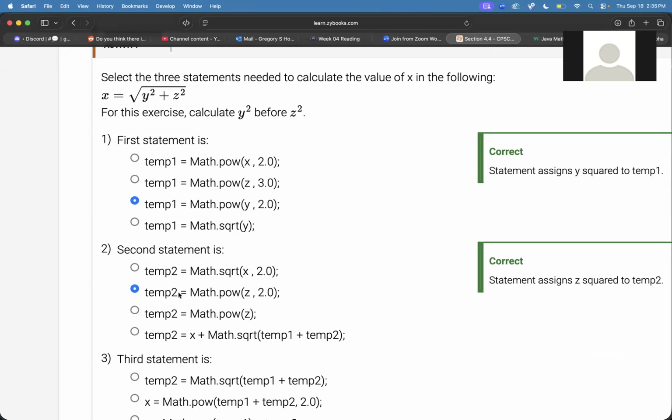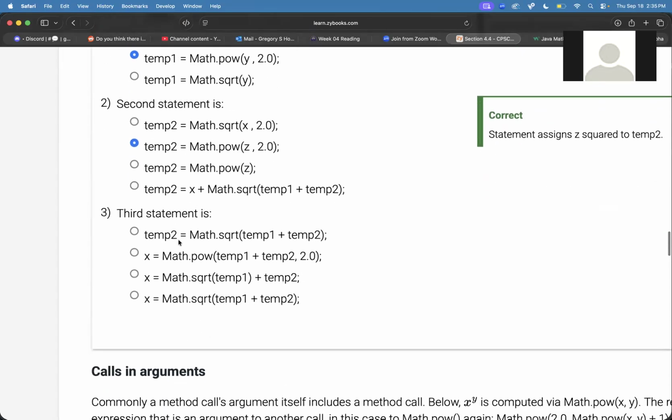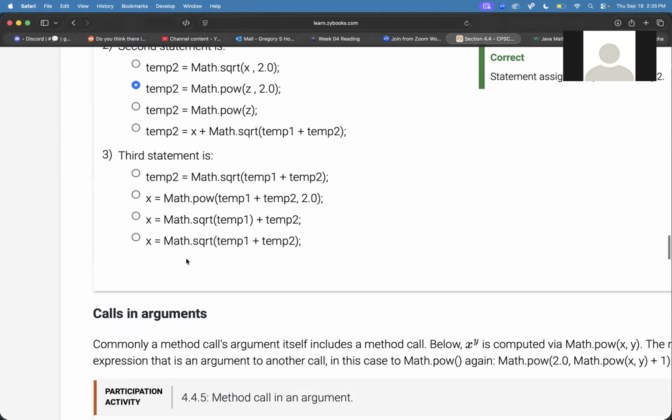So temp 1 and temp 2 are the inside here. Then what you want to do is add them together and square root. So looking here, which one adds temp 1 and temp 2 and then does the square root? And it looks like the last one, right? Temp 1 plus temp 2, that's y squared plus z squared. Add them. After you add them, square root. So it's that.